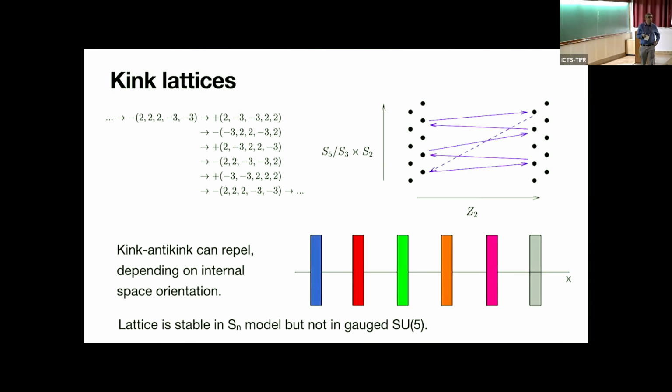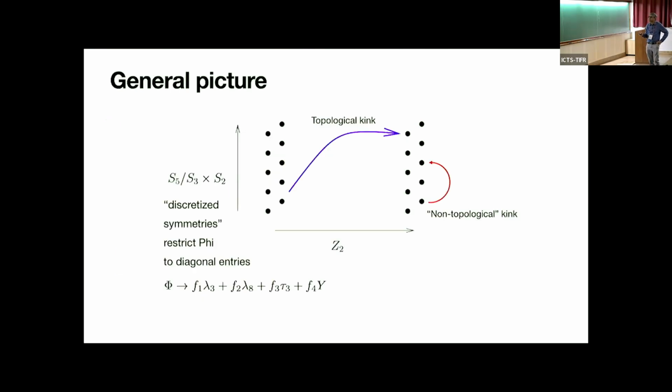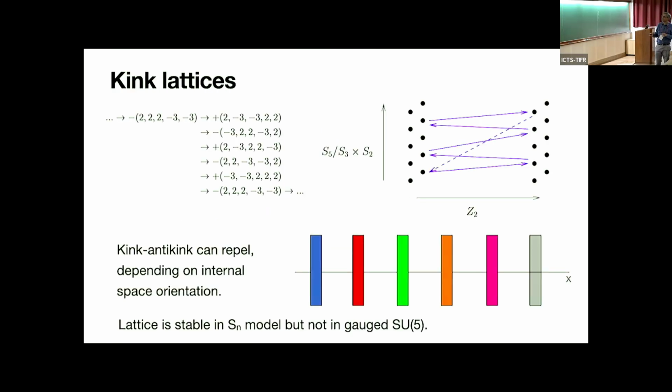But life can be even more interesting. Just to clarify, this picture actually holds for SU(5), but the stability properties of the domain walls change because of the gauge fields. And so this model we've analyzed more in a non-gauge case. I won't go into the details, but it's in a sort of discretized version of the SU(5). So okay, maybe I'll come back to that in just a minute.